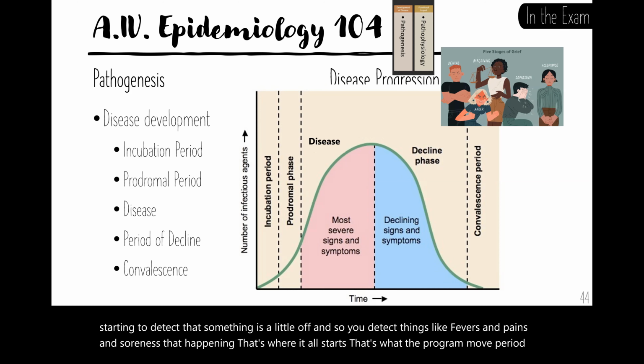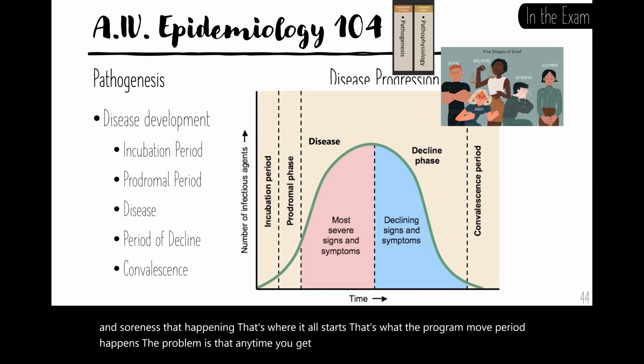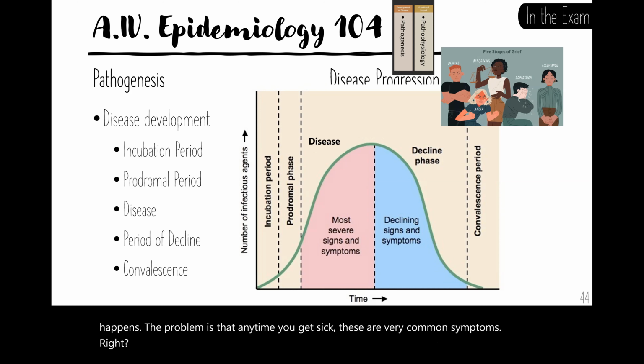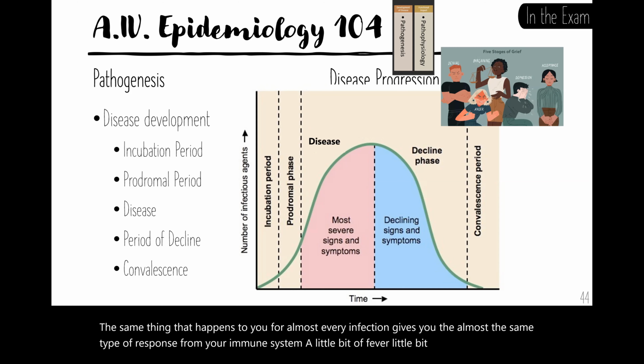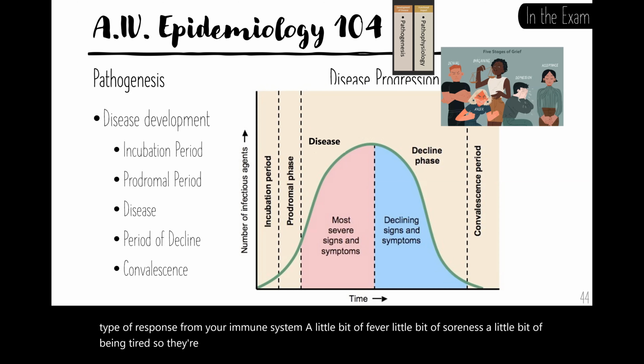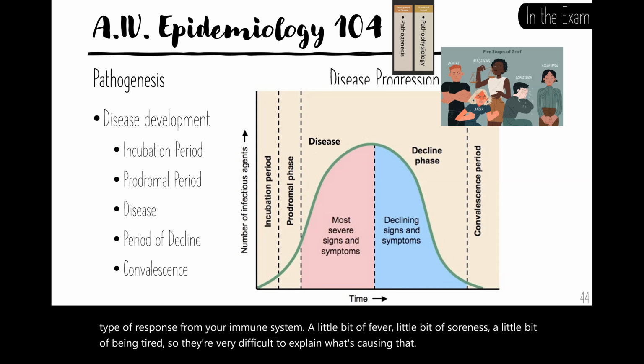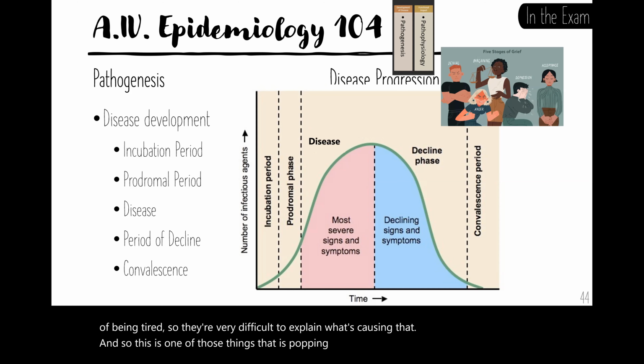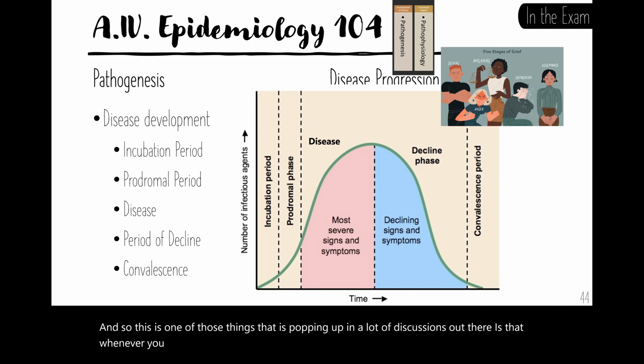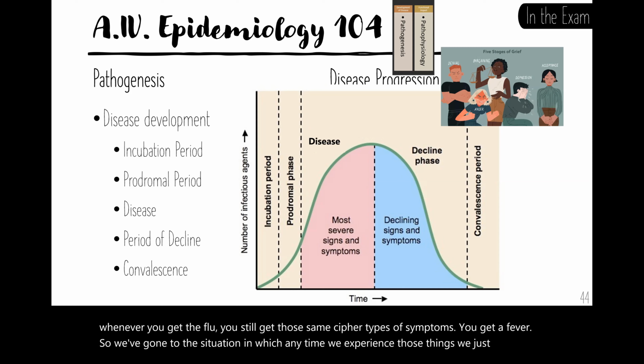The problem is that anytime you get sick, these are very common symptoms, right? The same thing that happens to you for almost every infection gives you almost the same type of response from your immune system. A little bit of fever, a little bit of soreness, a little bit of being tired. So they're very difficult to explain what's causing that. And so this is one of those things that is popping up in a lot of discussions out there, is that whenever you get the flu, you still get those same types of symptoms. You get a little bit of fever, a little bit of soreness, a little bit of a backache, a little bit of a headache. So we've gone to this situation in which anytime we experience those things, we just call them flu-like symptoms.